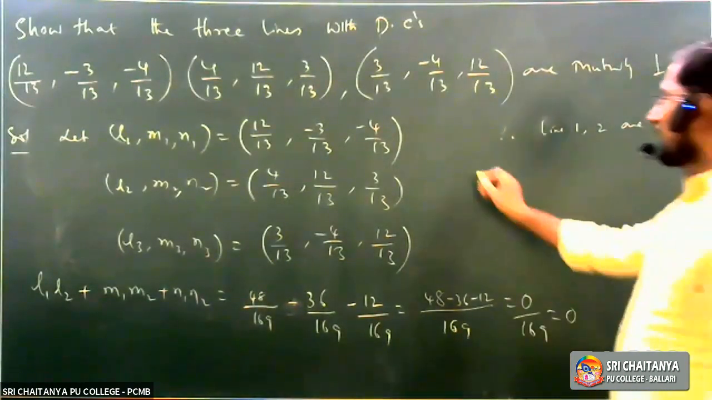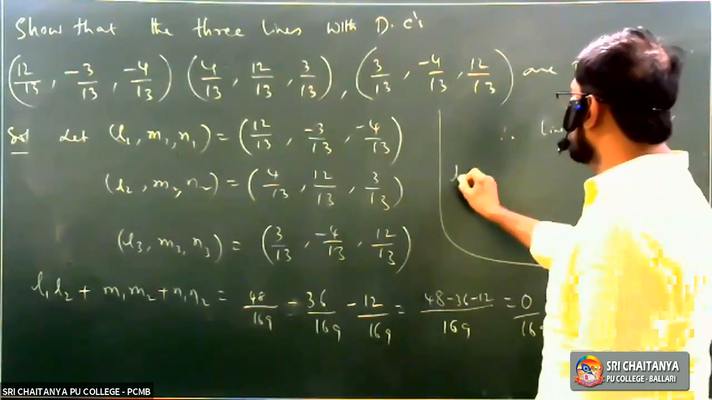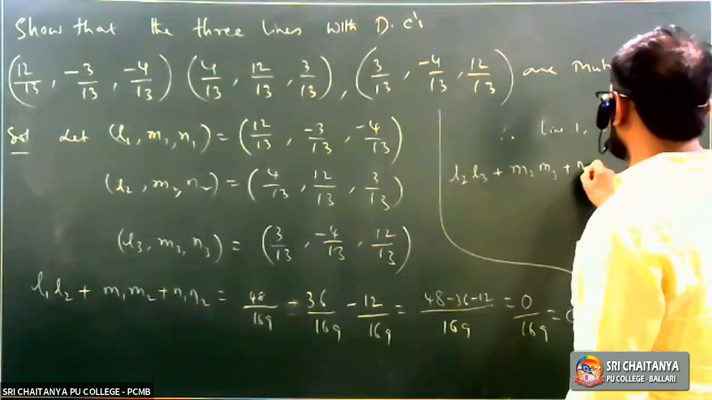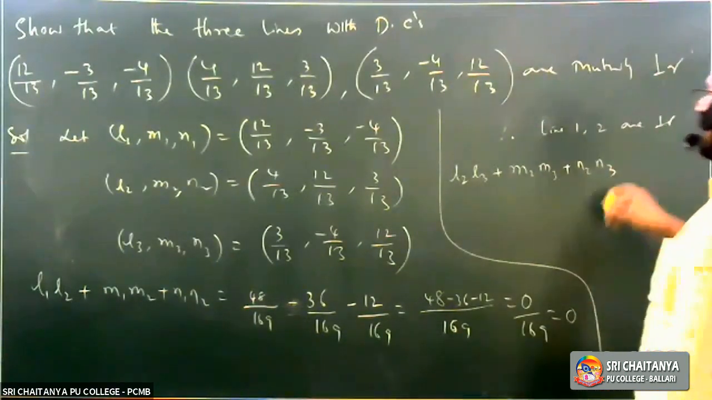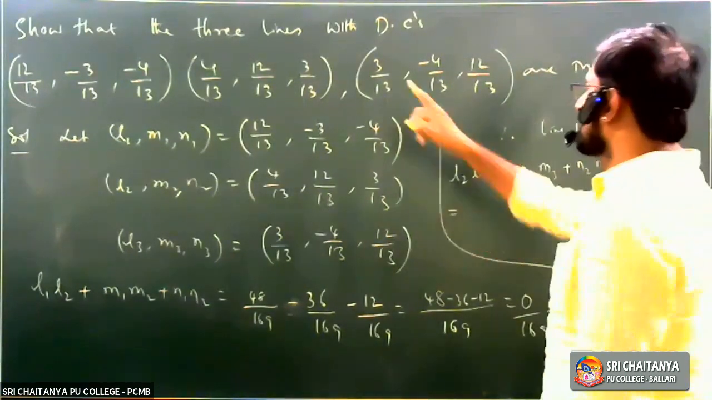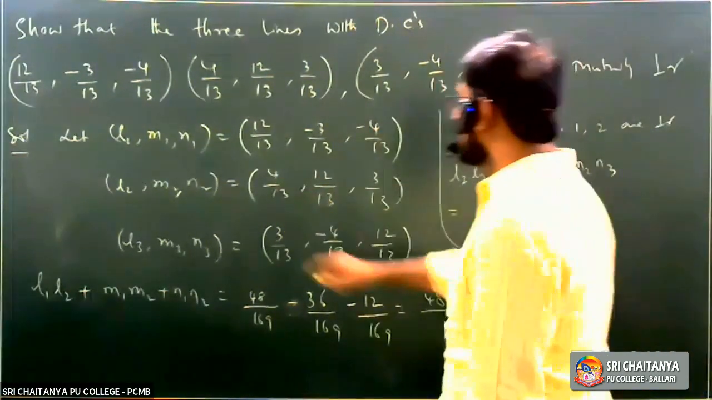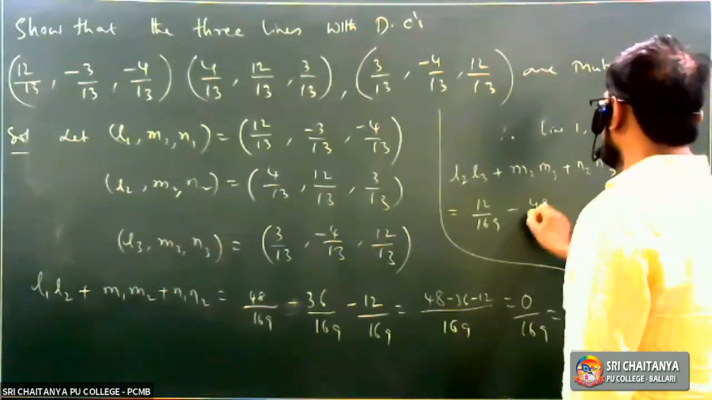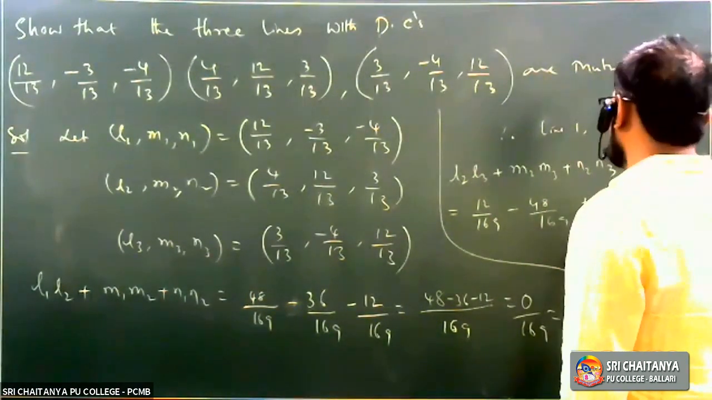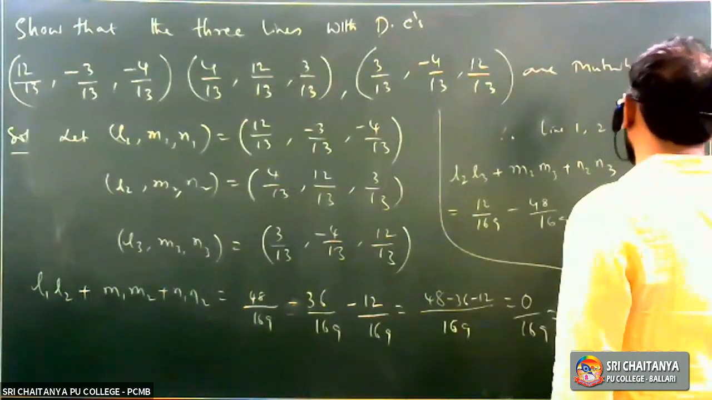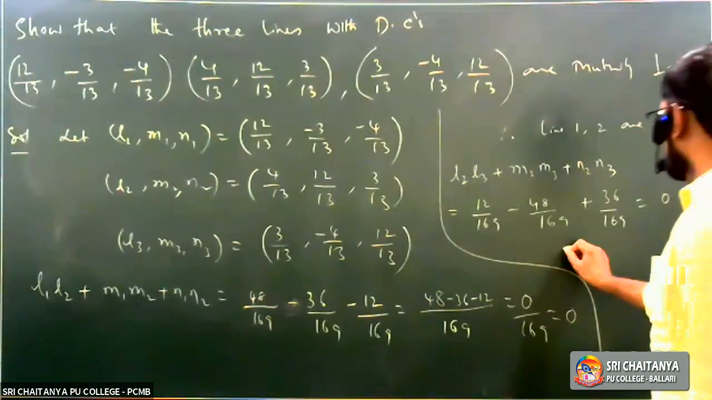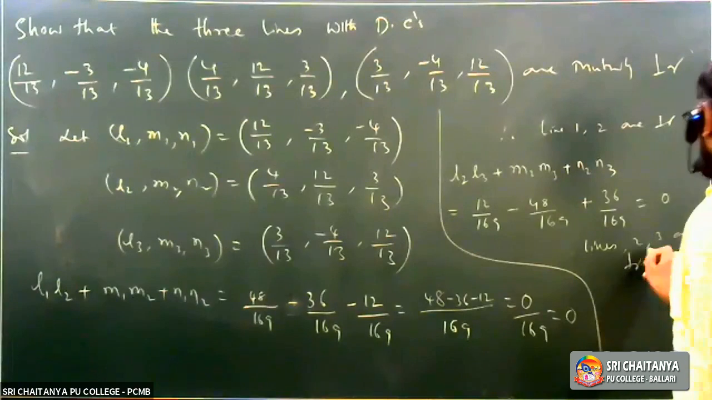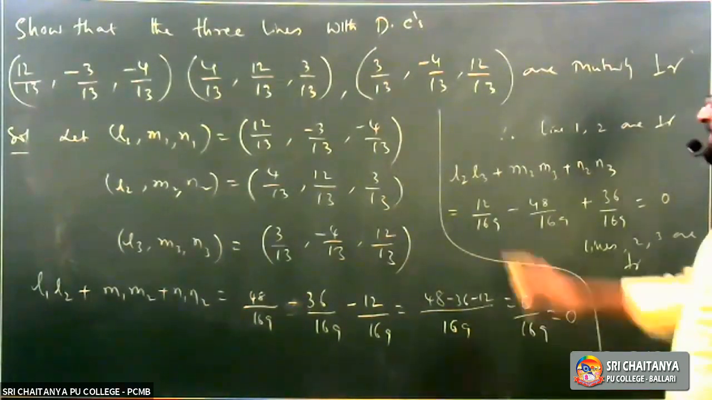After that, find out the value of L2 L3 plus M2 M3 plus N2 N3. Observe that one, L2 L3 means 12 by 169 minus 48 by 169 plus 36 by 169 is equal to 0. Therefore, you can write lines 2 and 3 are perpendicular. Okay. After that, find the value of L.